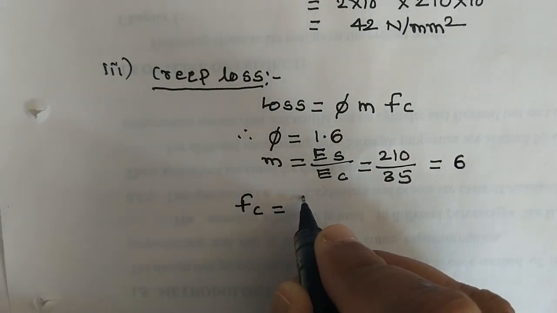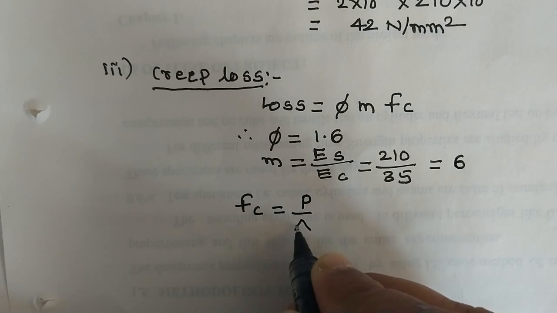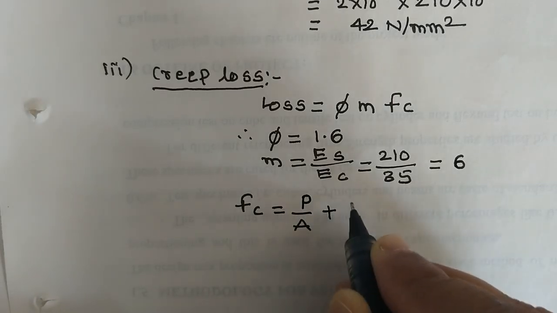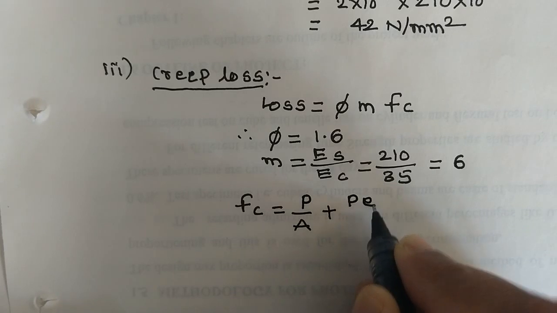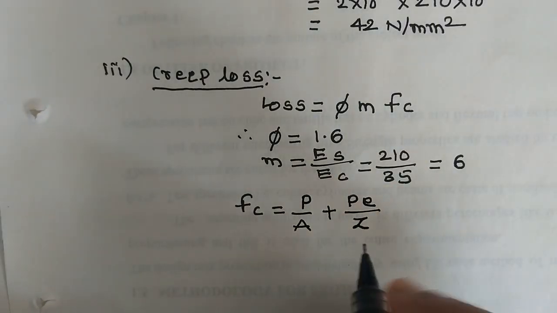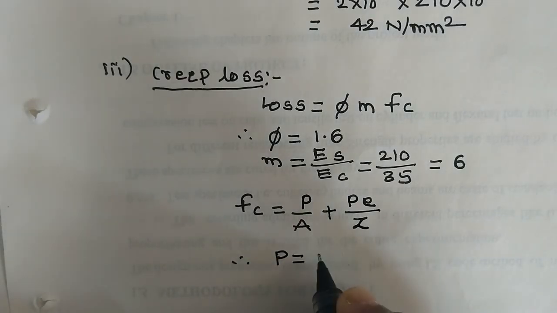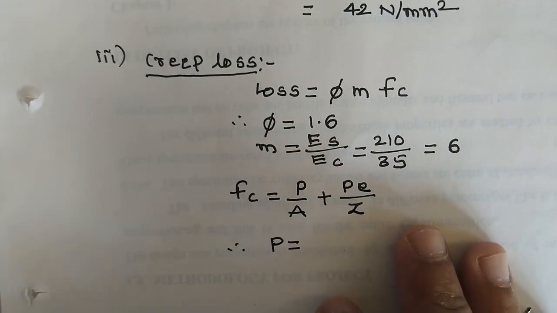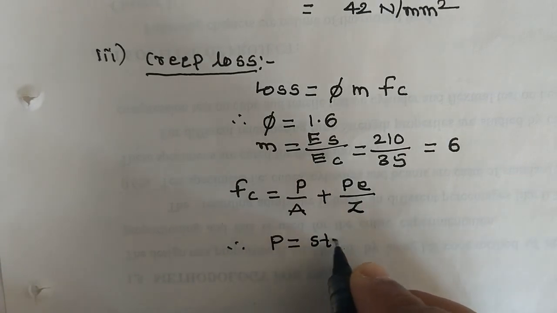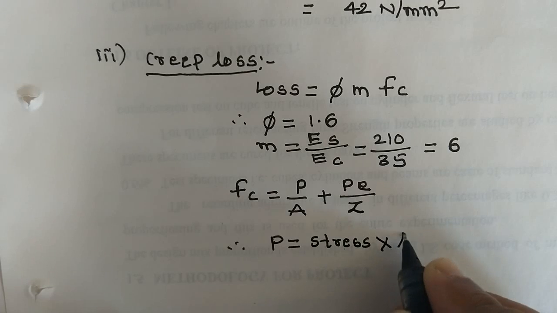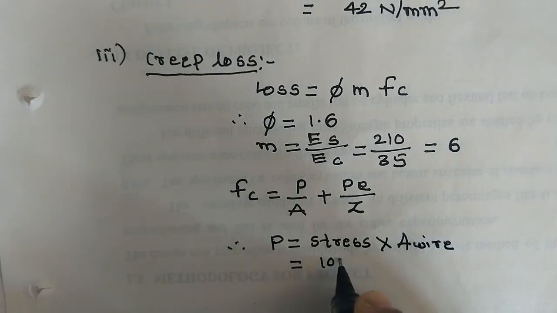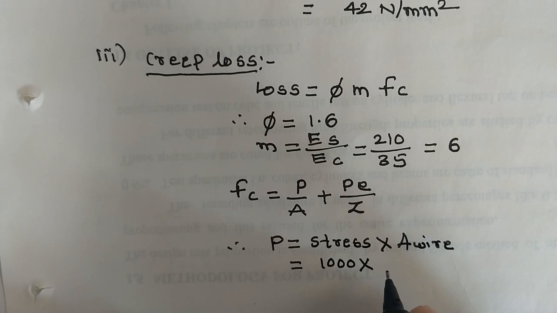We know that fc is P by A plus P into e divided by Z. So P is the pre-stressing force. In the question, the pre-stressing force is not directly given. Pre-stress is given and the area of wires is given. So pre-stress is 1000, and the area of wire is 320 Newton per mm square.